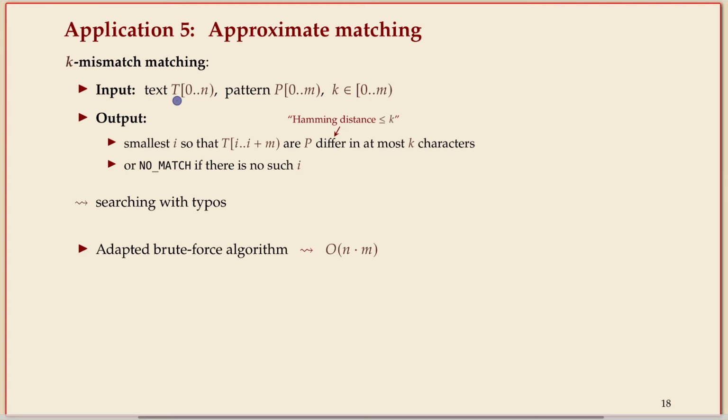So formally, we're still given a text and still given a pattern, but there's an additional input parameter, a number k. And think usually of k being really small, like 1 or 2 or 3. That's the number of typos you tolerate.